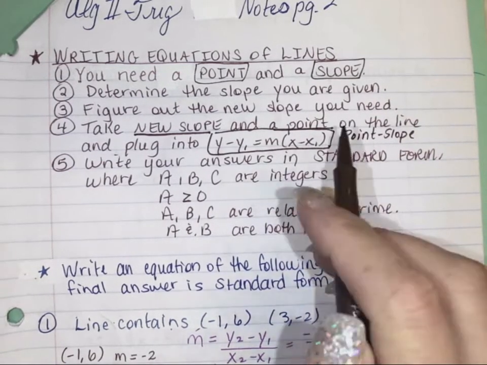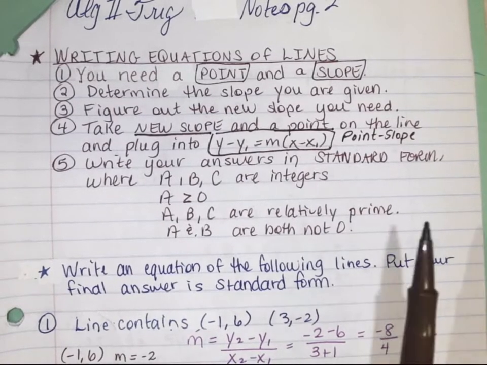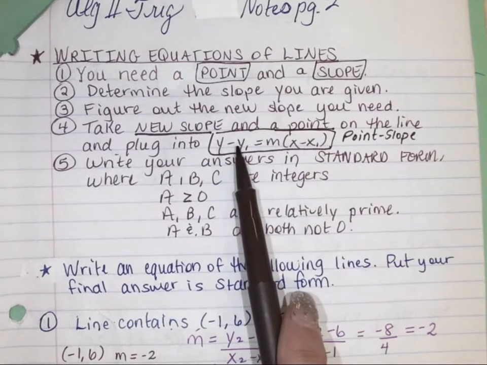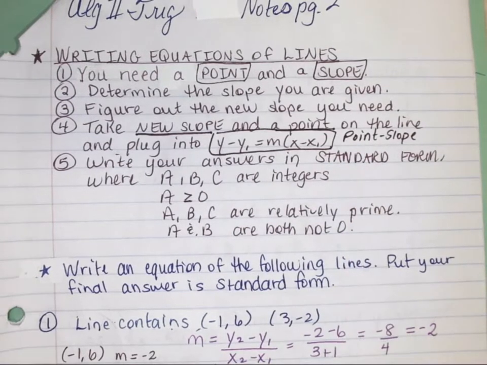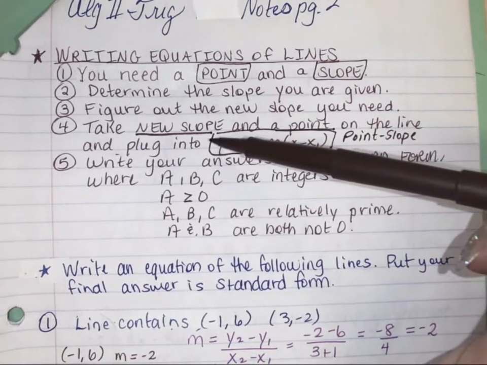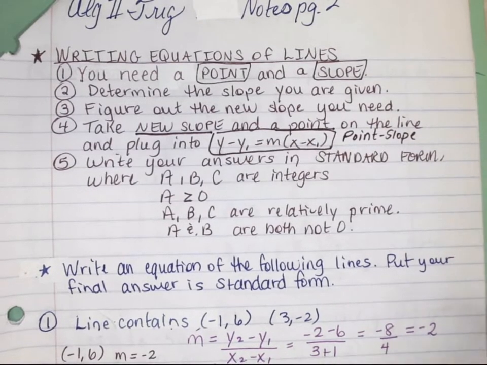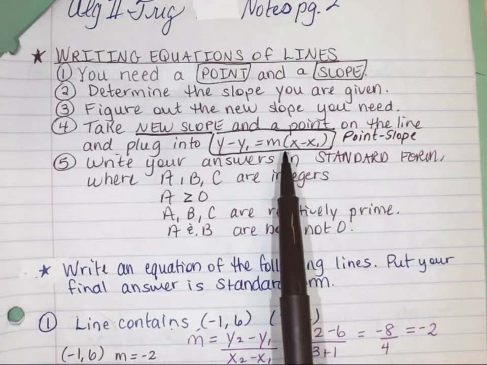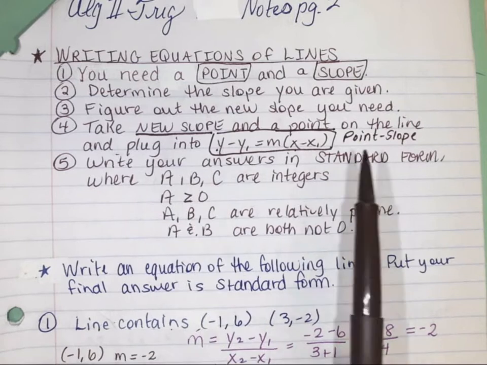Sometimes they'll ask you to leave it in point slope, which actually makes it really easy for you because you just have to plug in your ordered pair for x1 and y1, plug in your slope, and leave it. But if they ask you to leave it in slope-intercept form, then you got to simplify and solve for y. If they ask you to leave it in standard form, you have to make sure x and y are on the same side and everything else on the other.